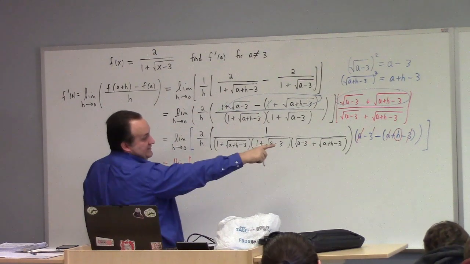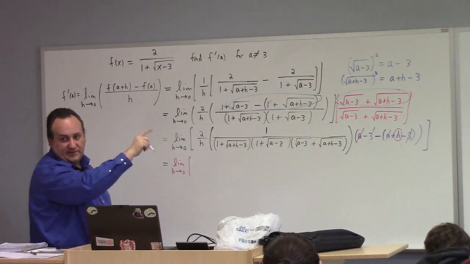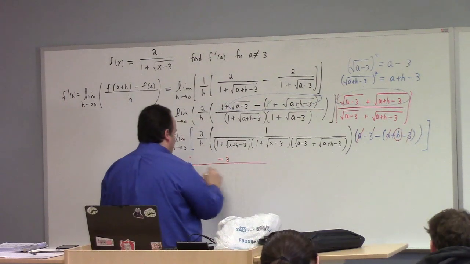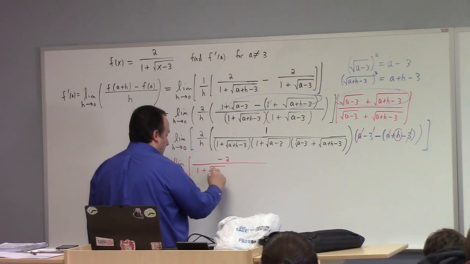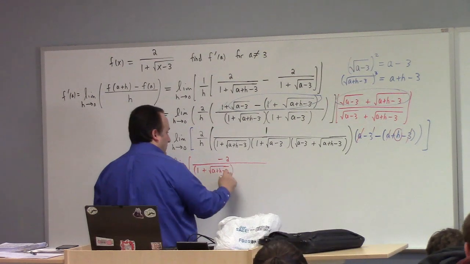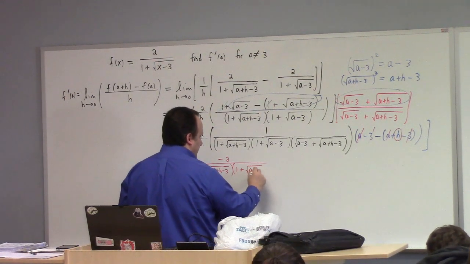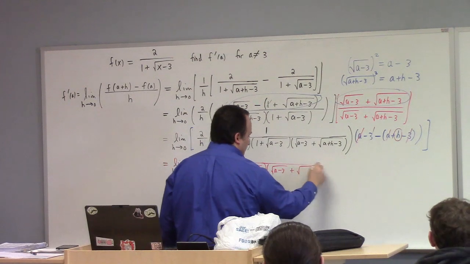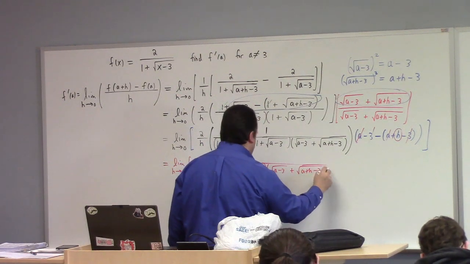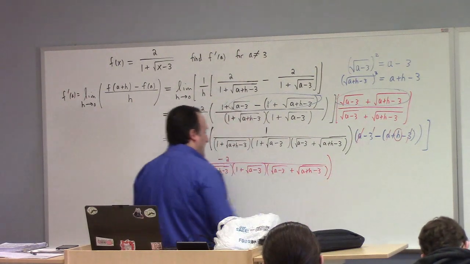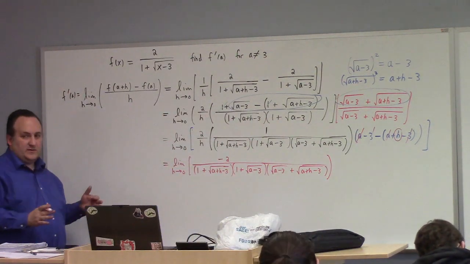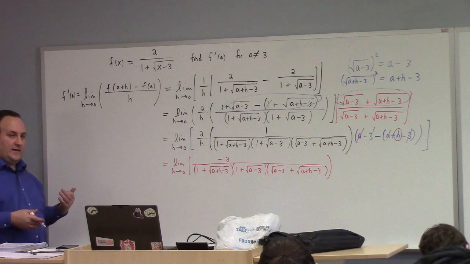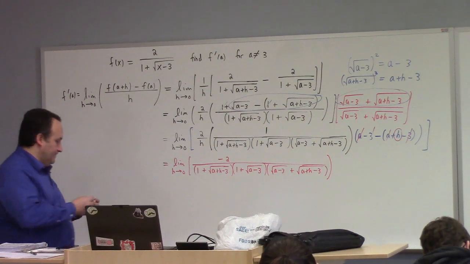There's a minus there though, right? So it actually gives us a minus h. So I should have a minus 2 upstairs divided by 1 plus the square root of a plus h minus 3, 1 plus the square root of a minus 3, square root of a minus 3, plus the square root of a plus h minus 3. I think at this point, we're good to go. We've removed the indeterminacy, and so we can just plug h equal to 0 into that. What do we get?